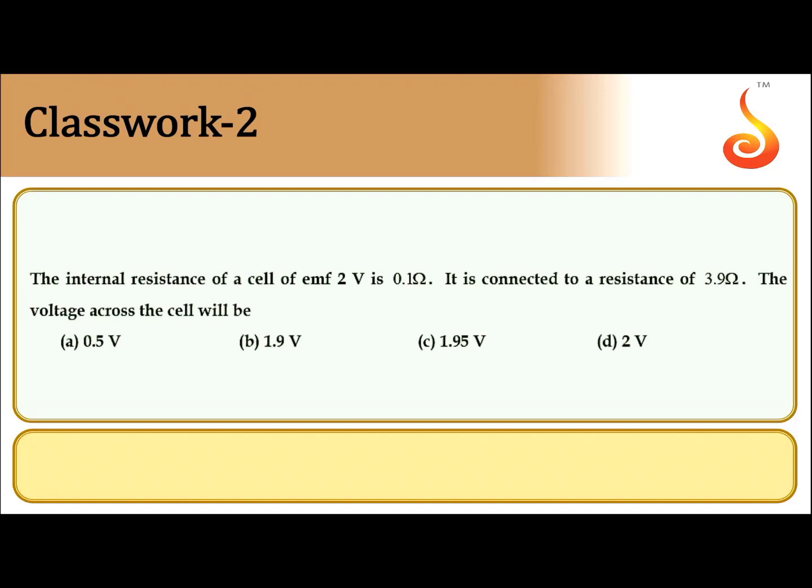Example 2. The internal resistance of a cell of EMF 2 volt is 0.1 ohm, and it is connected to a resistance of 3.9 ohm. The voltage across the cell is nothing but the terminal potential difference, which is given by E minus Ir.